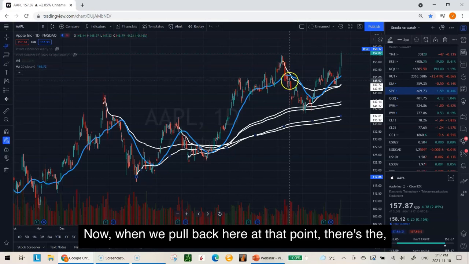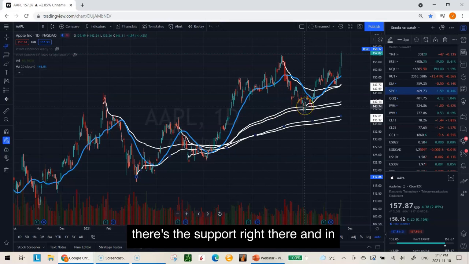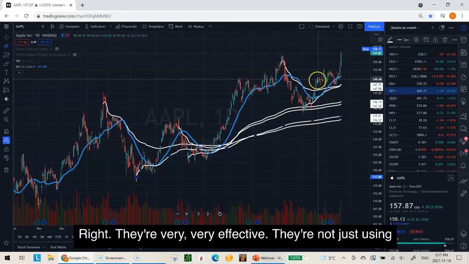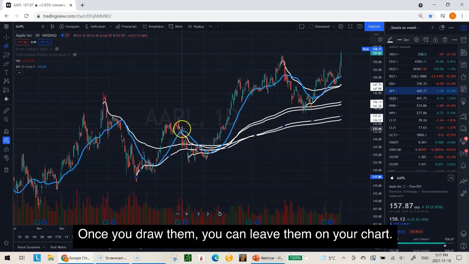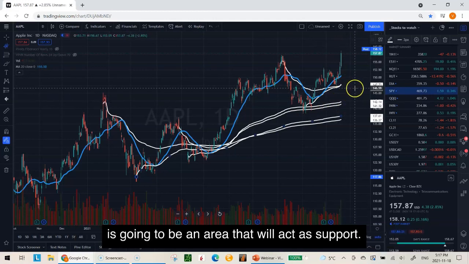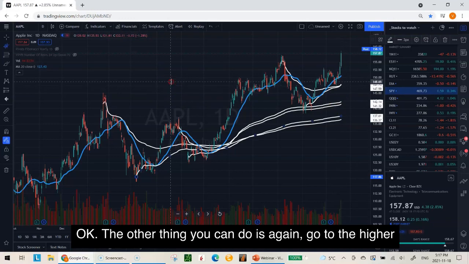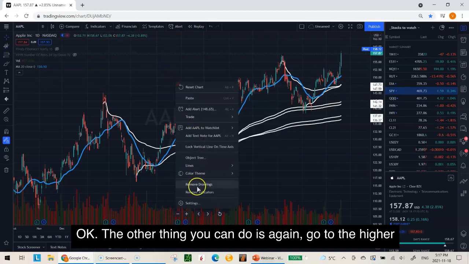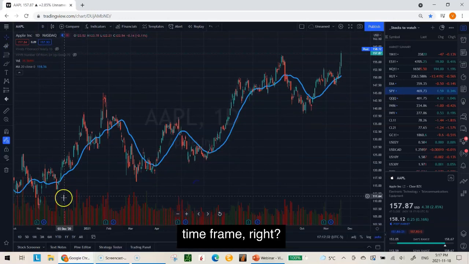Now, when we pull back here, at that point, there's the support right there. And in fact, it held it and it moved forward, right? They're very, very effective. They're not just to use in one point in time. Once you draw them, you can leave them on your chart. And, in the future, if this pulls back, this again is going to be an area that will act as support, okay?